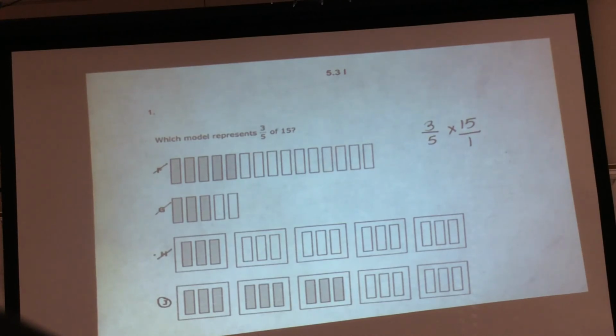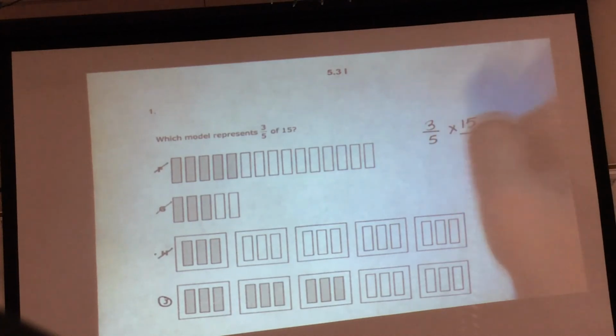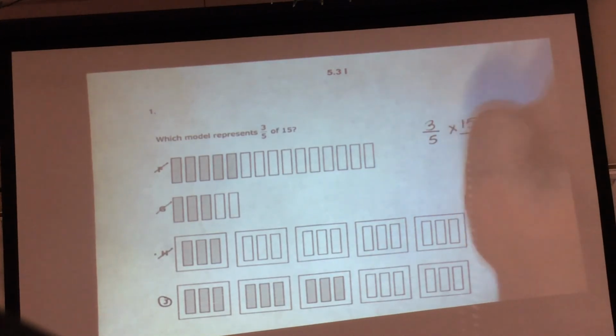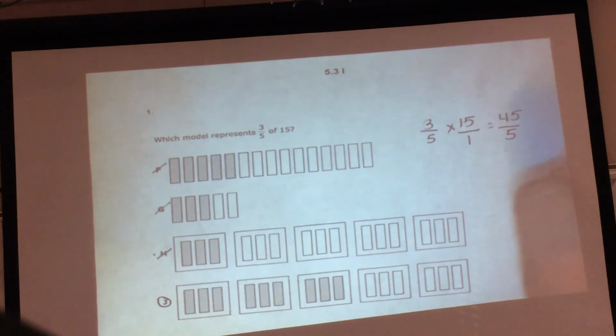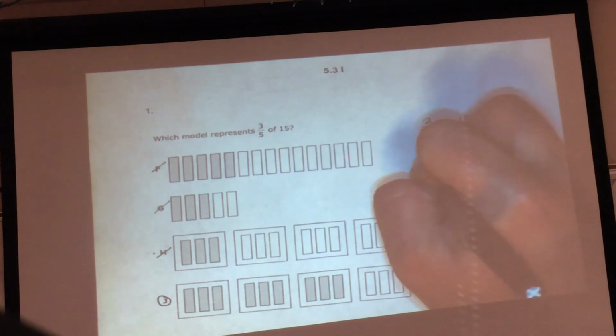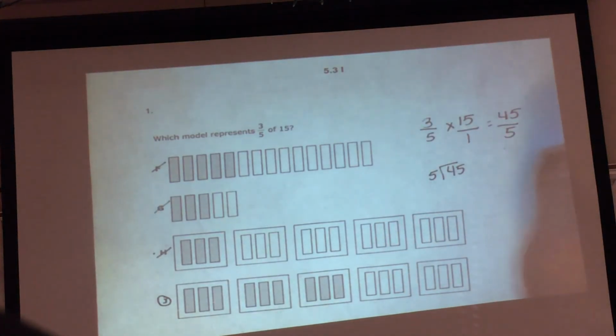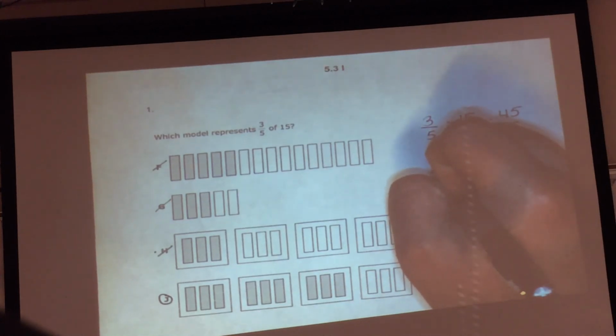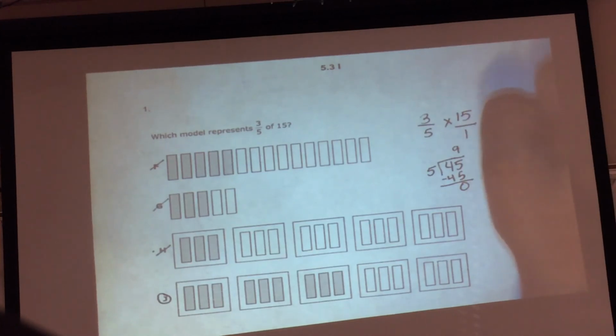Okay, now I'm going to do what? We're going to multiply. Multiply across. 15 times 3 is 45. Very good. 5 times 1 is 5. And then you divide. It's an improper fraction. 5 can go into 45 nine times. Okay. 9 times 5 is 45. And your answer is 9.